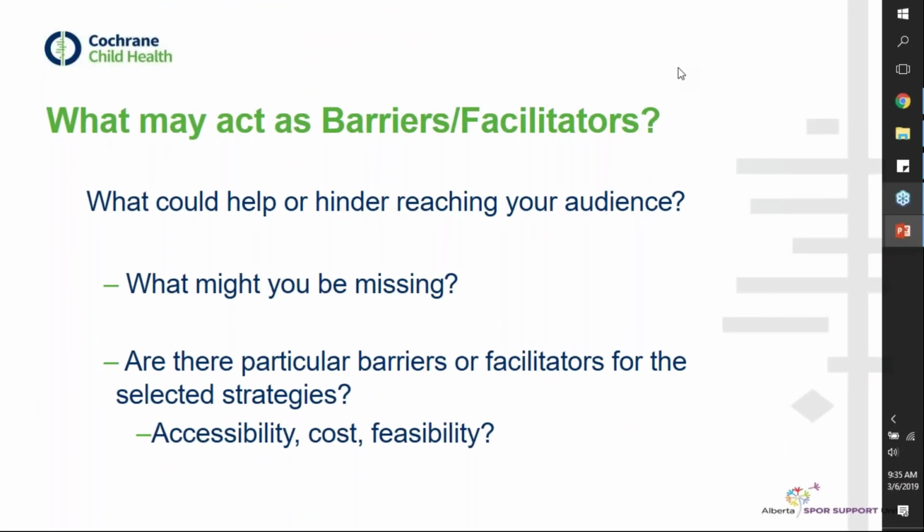So as Sarah mentioned, the next step when you're looking at your strategy is really thinking about what some of the barriers and facilitators might be. So what could help or hinder reaching your audiences? Is there anything that you might be missing? And again, talking to your audiences is a really good way to figure out what some of these barriers or facilitators might be. And quite often they're related to either accessibility, cost, or feasibility. So you want to make sure that you're considering all these potential pieces.